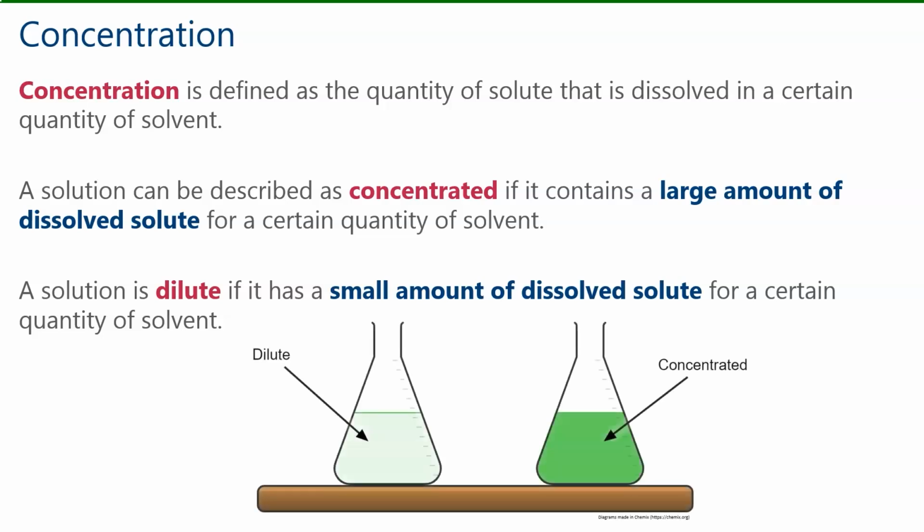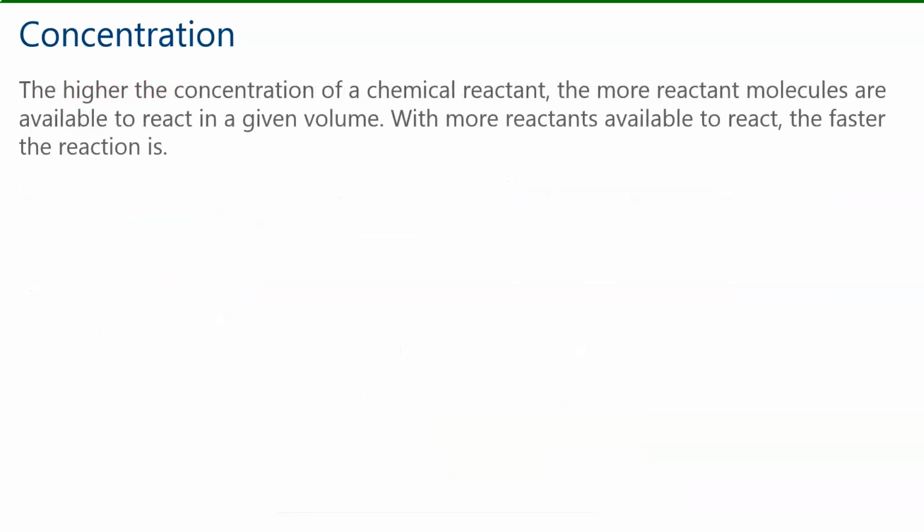The first example is a dilute solution. It has a small amount of solute dissolved in the solvent. The second one, the darker green, is a concentrated solution. This one has a large amount of solute dissolved in the same amount of solvent. The higher the concentration of a chemical reactant, the more reactant molecules are available to react in a given volume. With more reactants available to react, the faster the reaction is.